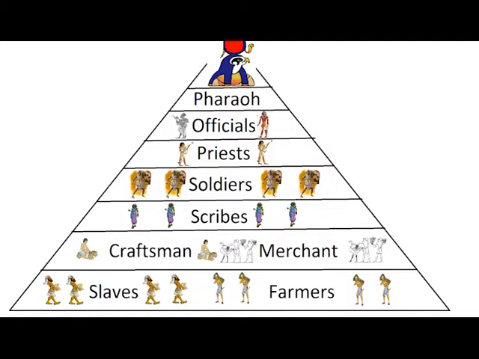And here you see the slaves and farmers at the bottom, then the craftsmen, merchants, scribes, then the soldiers. Above that, the officials and the priests, the pharaoh, and on top of everything, the gods.